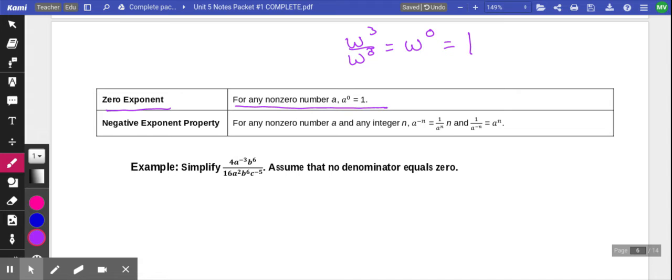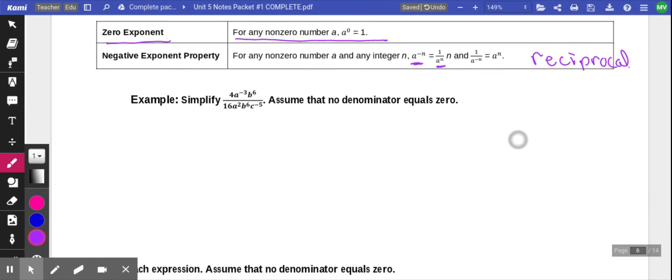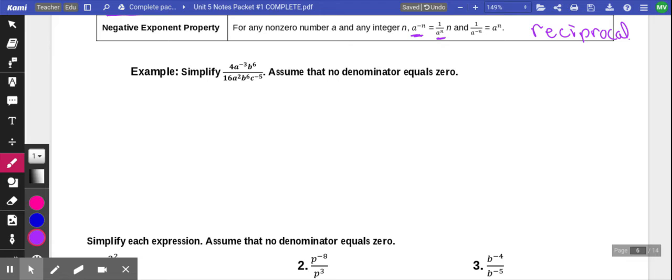Then we also have, for any non-zero number a and any integer n, a to the negative n equals 1 over a to the n. It's the reciprocal. You flip it. The negative exponent means you flip it. So let's try this example.